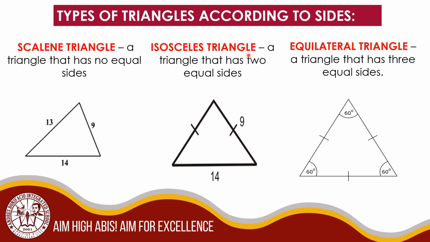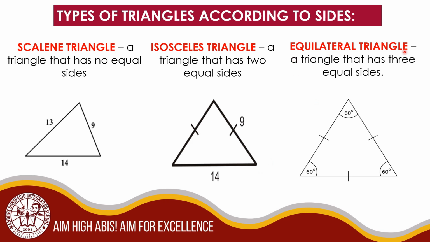Isosceles triangle, a triangle that has two equal sides. So what do you think is the symbol of this? The symbol of this is equal sides. So if this is 9 units, this will also be 9 units. And then the third one, 14 units.